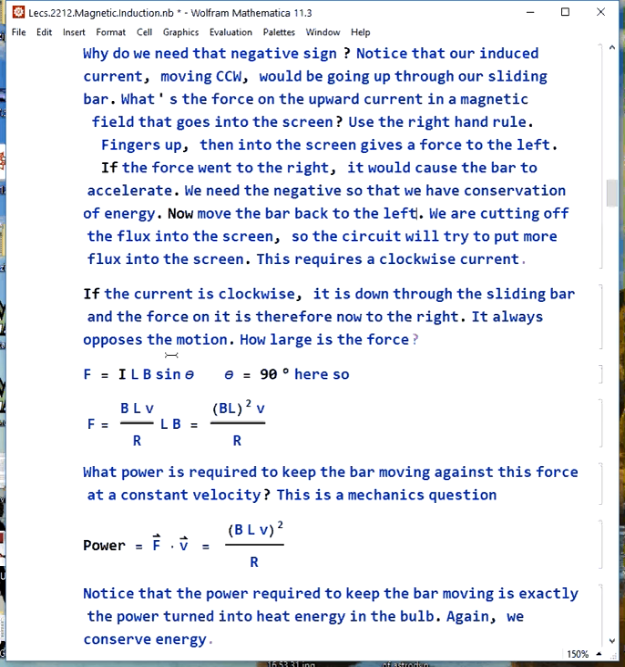How large is this force? Well, we know the force on a current in a magnetic field from previous work is ILB sine theta. Theta is always 90 here, so we just have ILB. This is our I.